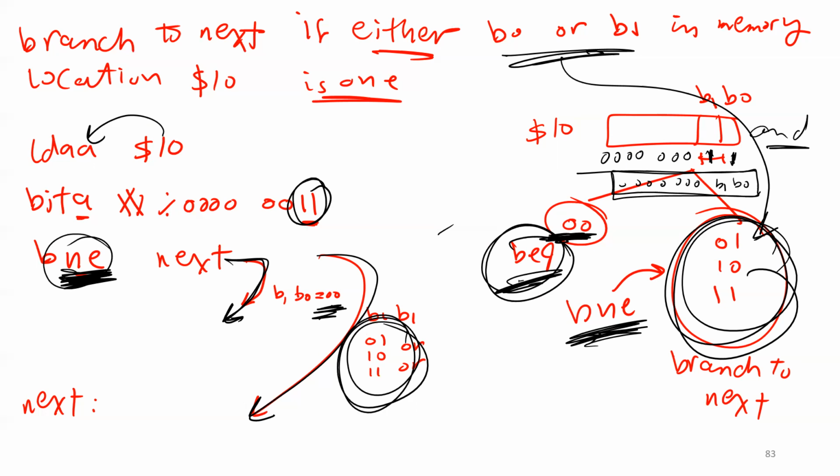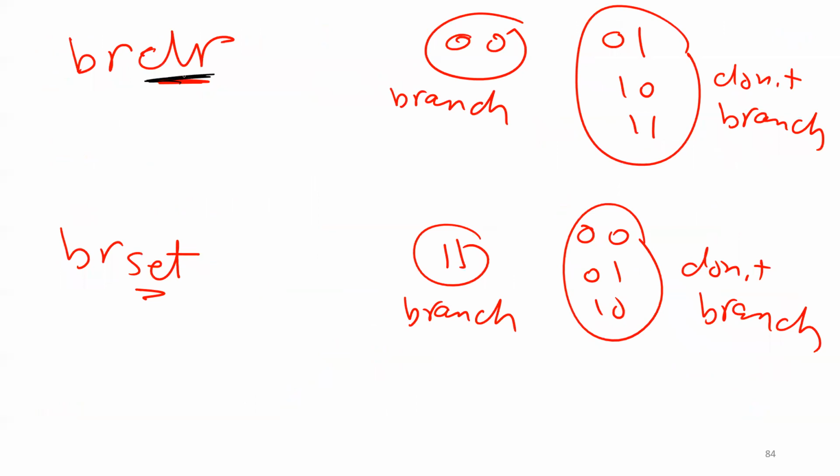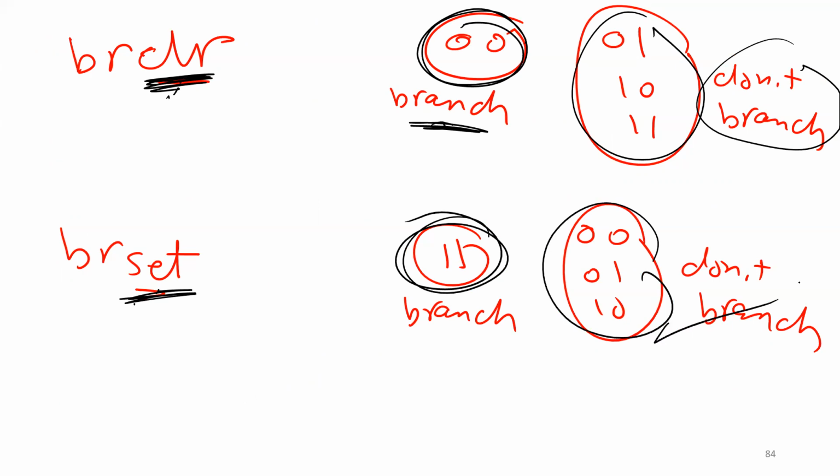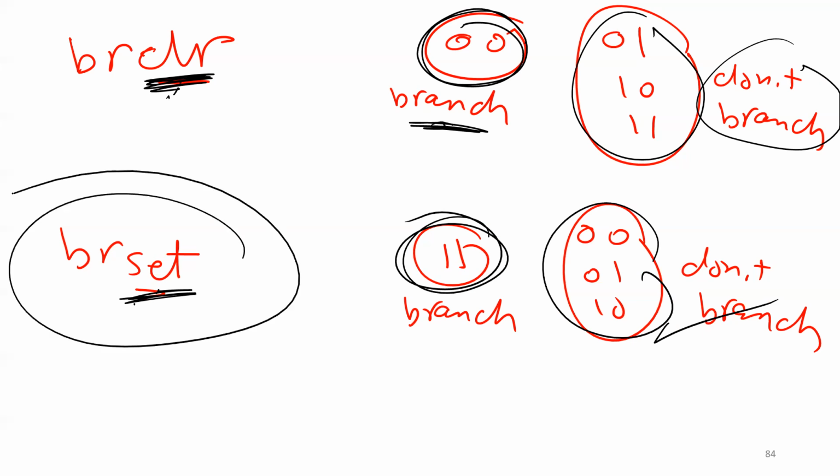Okay. If I want to use branch if clear, branch if set, how can I use it? Branch if clear is going to branch if the 2 bits, both of them, are 0. It's not going to branch if this is the case. Branch if set is going to branch if all the bits you want to check are ones. Otherwise, it's not going to branch. You got it? This is how they are working. I'm going to branch if all the bits I want to check are zeros, or with the other one, I'm going to branch if all the bits are ones.